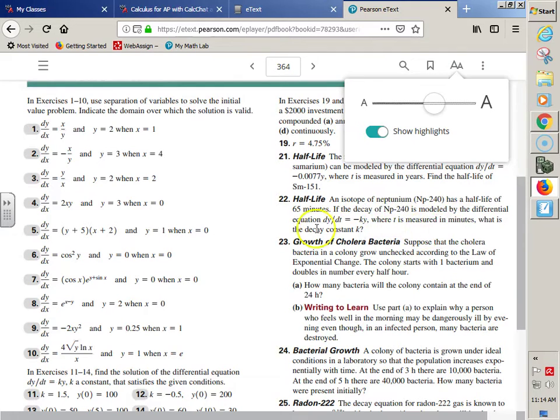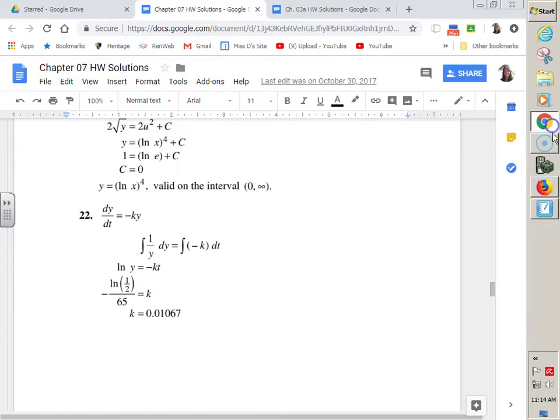Anyway, when they gave us the differential equation of negative ky, they're telling us basically exponential decay. So they give us the half-life, 65 minutes, which is how they were able to plug in. Because the ratio, once you get your exponential decay, oh, they did it with the rate.